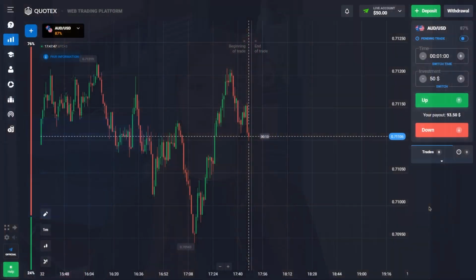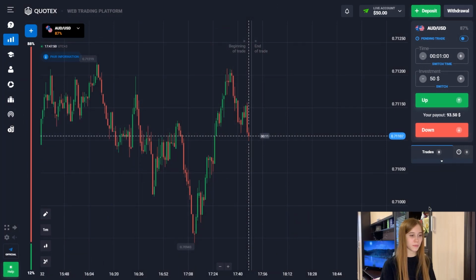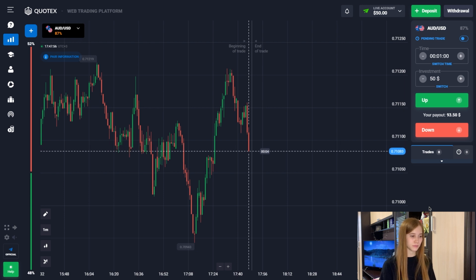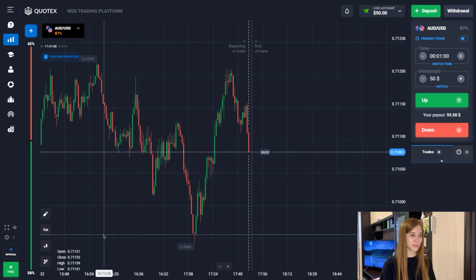Let's start. Today we start with a balance of $50. This is usually an average replenishment. Usually everyone replenishes by this amount.